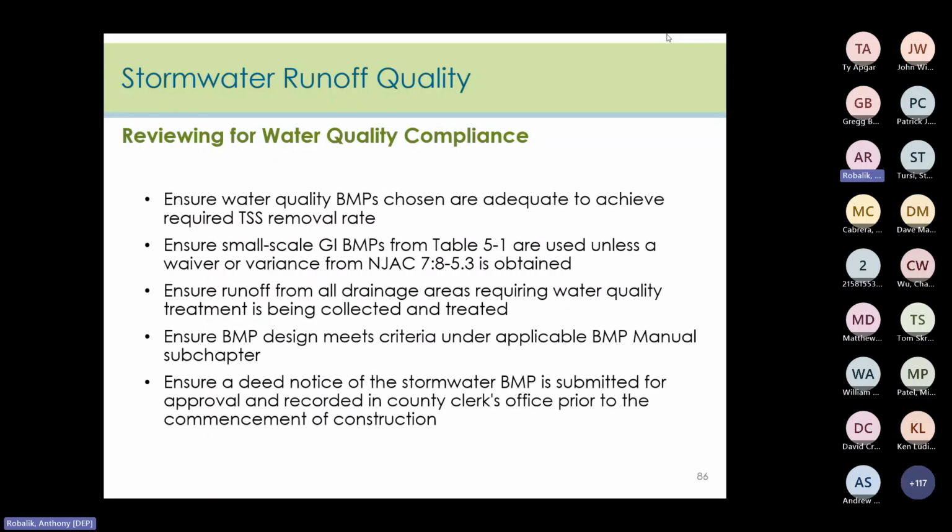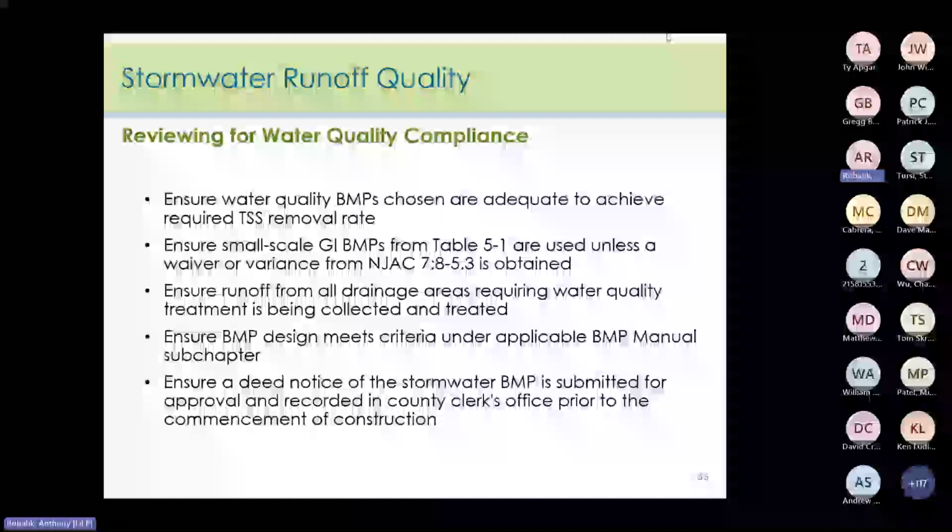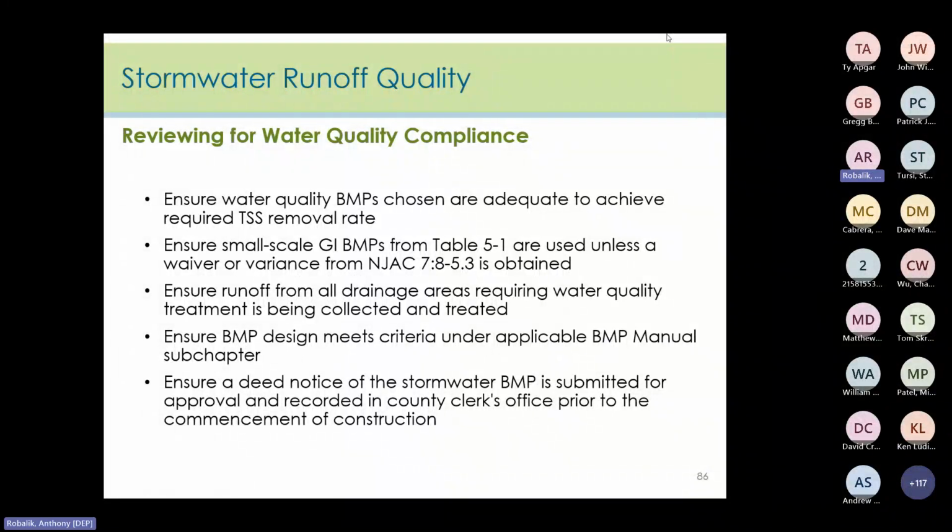So in summary, when calculating a water quality review, the reviewer must, one, ensure that the BMPs used on site to meet the stormwater quality standard are from Table 5.1 or Chapter 9 of our BMP manual and are adequate to achieve the required TSS removal rate and designed in accordance with the BMP manual. Two, ensure that stormwater runoff that requires water quality treatment is being treated. And lastly, ensure that a deed notice of the stormwater BMPs used on site is submitted for approval and recorded in the county clerk's office prior to the start of construction.